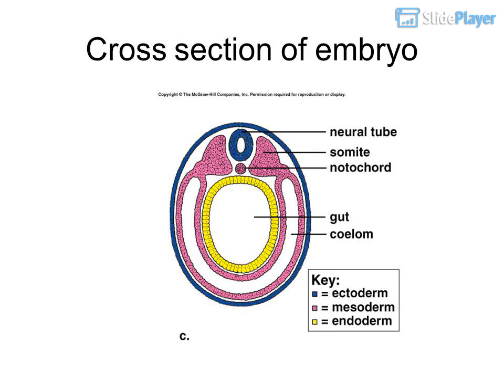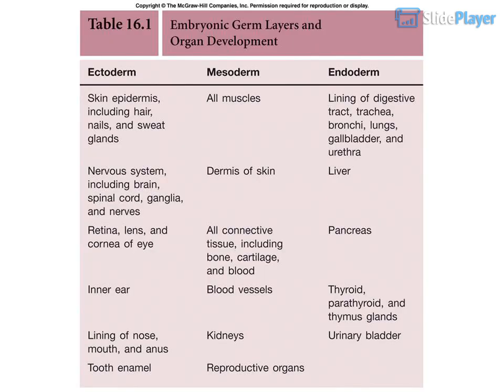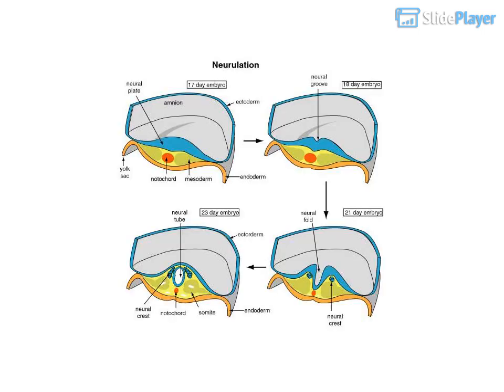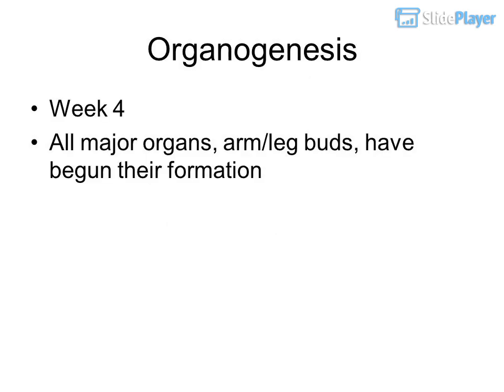Cross-section of embryo. Neurulation, 3 weeks, the embryo is 2 mm long. The neural tube forms, resulting in brain and spinal cord. Organogenesis, week 4. All major organs and arm/leg buds have begun their formation.